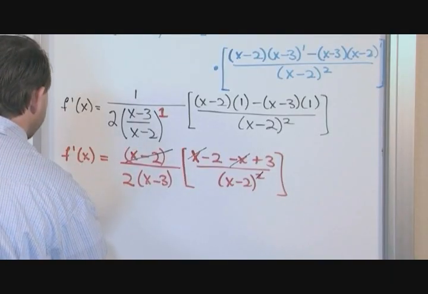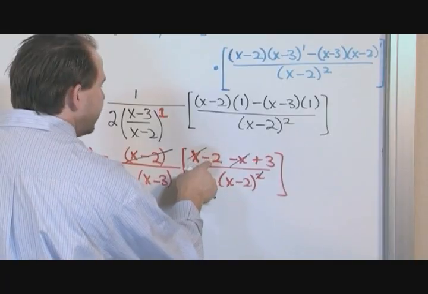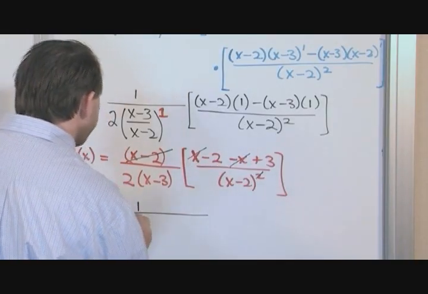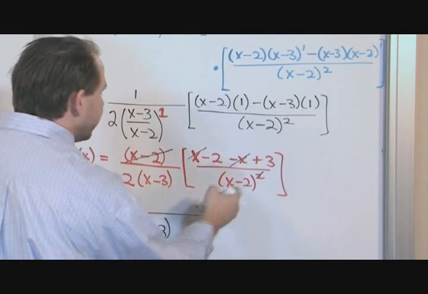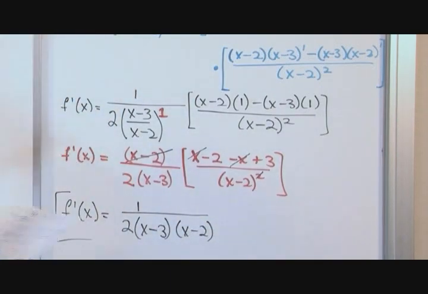So the final answer, f prime of x, is equal to... The only thing I have on the top is negative 2 plus 3, so I have 1 on the top. On the bottom I have a 2, I have an x minus 3 from here, and I have an x minus 2. And that, my friends, is the final answer. 1 over 2, x minus 3, x minus 2.